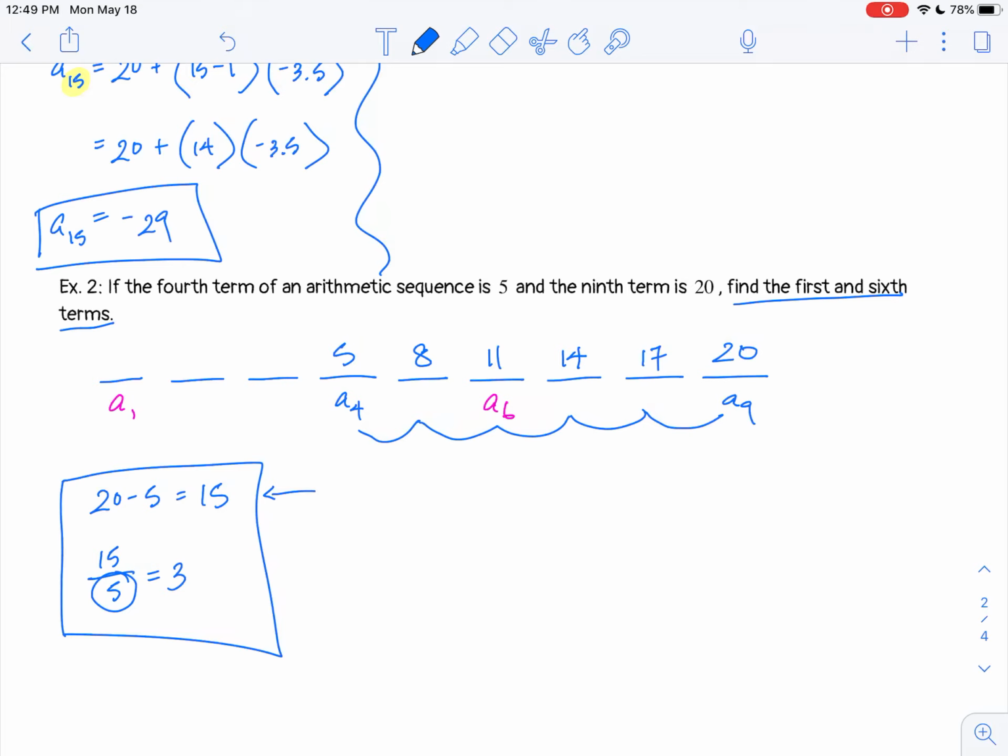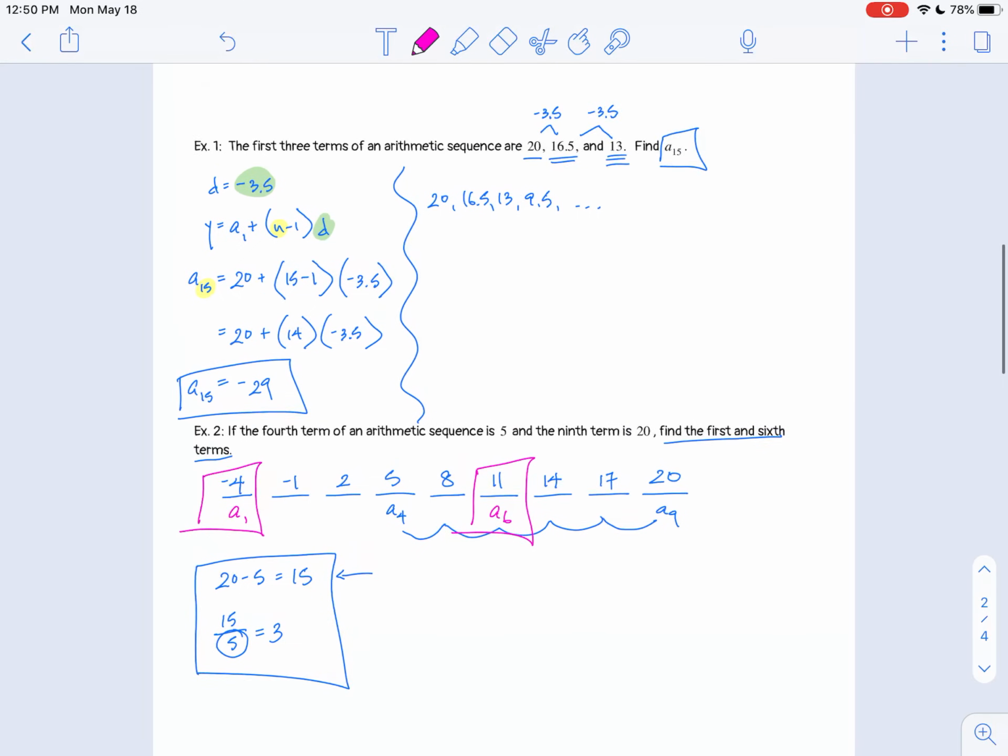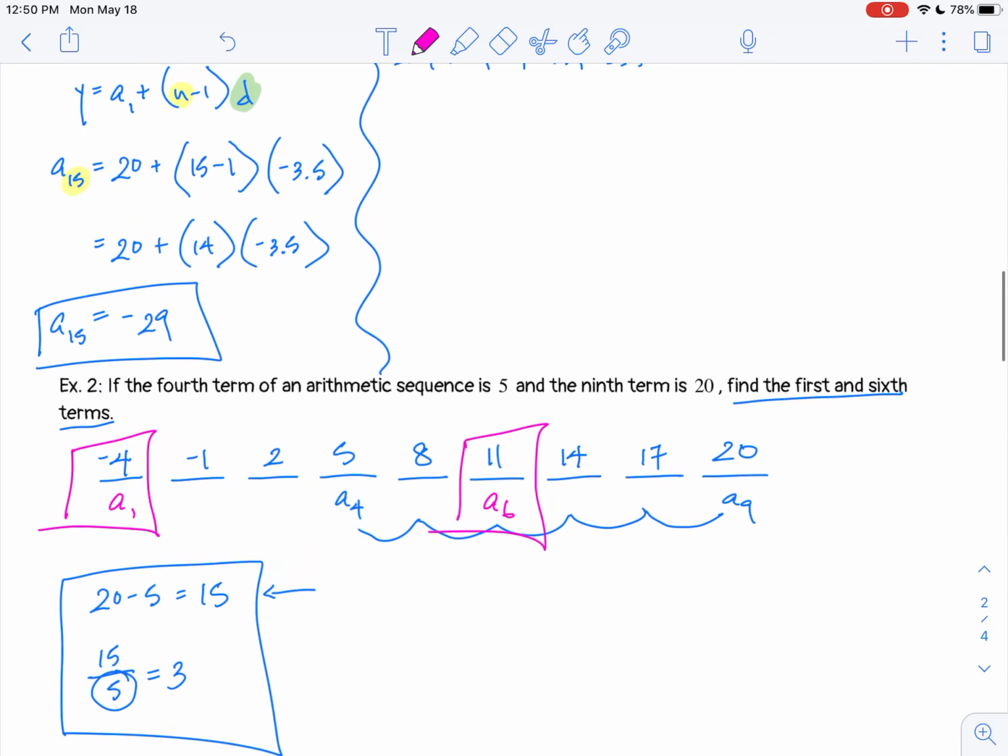Now, if I have a sub 4, I can just count backwards to find my a sub 1. So I'm not going to add 3, I'm going to subtract 3. So 5 minus 3 gives me 2. 2 minus 3 gives me negative 1. And negative 1 minus 3 gives me negative 4. So that means that I end up with an a sub 1 of negative 4 and an a sub 6 of 11. And that's not a bad strategy to have. I think it works pretty often where you can just see how many spaces you have and write it out and think about it rather than trying to memorize a formula.